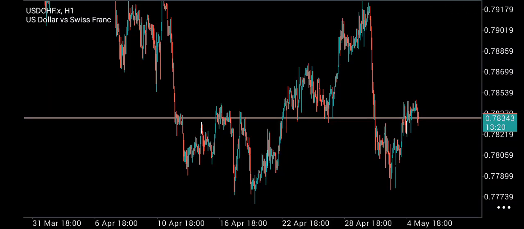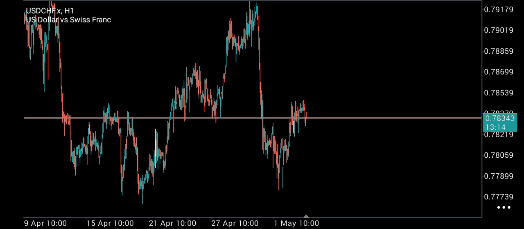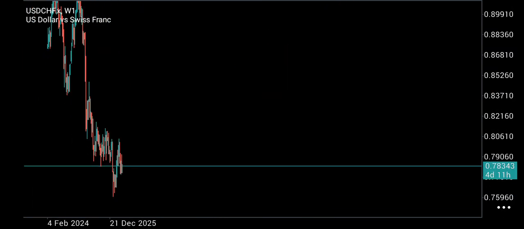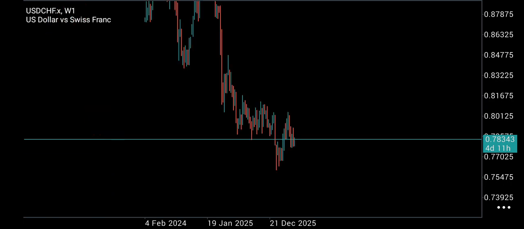Let me show you a quick top-down analysis to define your direction of bias. So when doing top-down analysis, we normally start from the weekly time frame. So we'll start from the weekly time frame. I'm using my MetaTrader 5.